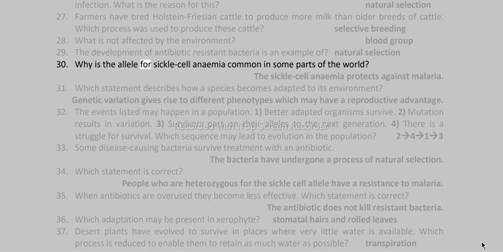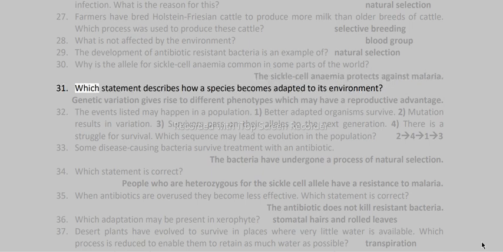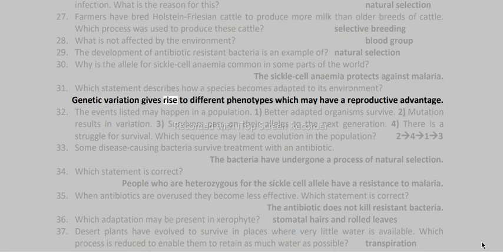Question 29. The development of antibiotic-resistant bacteria is an example of natural selection. Question 30. Why is the allele for sickle cell anemia common in some parts of the world? The sickle cell allele protects against malaria. Question 31. Which statement describes how a species becomes adapted to its environment? Genetic variation gives rise to different phenotypes which may have a reproductive advantage.